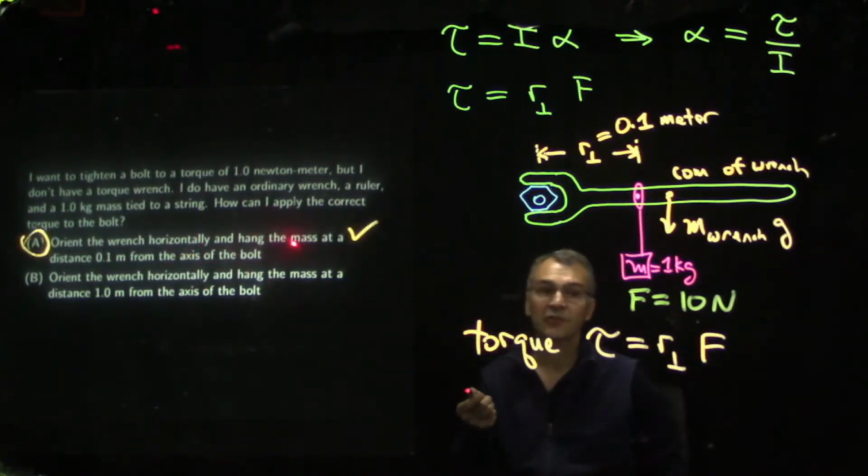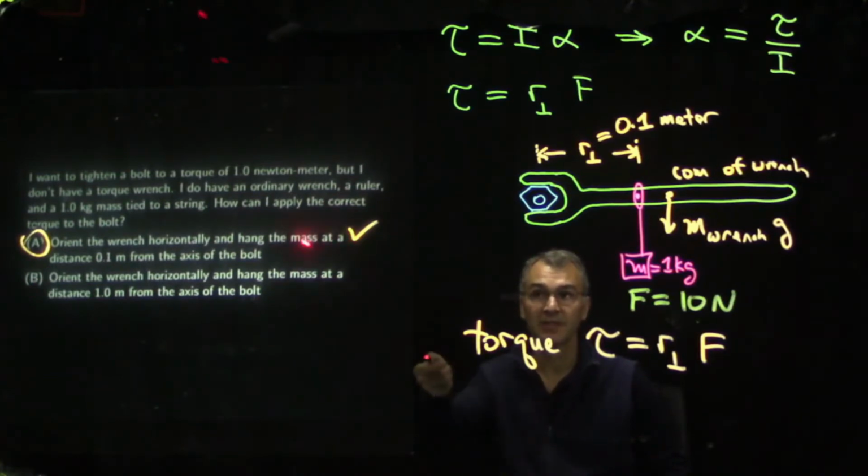So I like answer A. If you got answer B, you might have forgotten to include the little g to convert the mass into the weight. And of course you want the force, which is mg times the lever arm. The torque is the force times the lever arm. The force, in this case, is the weight, not the mass, but the weight. So the weight is the mass times little g. And then we take that weight and multiply it by the lever arm, and that gives us a torque.